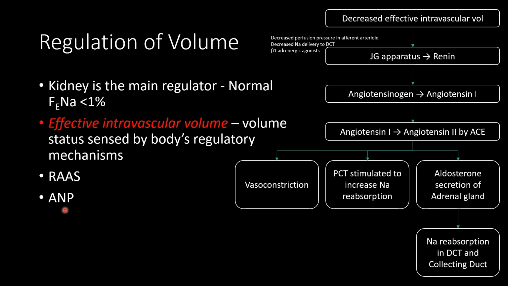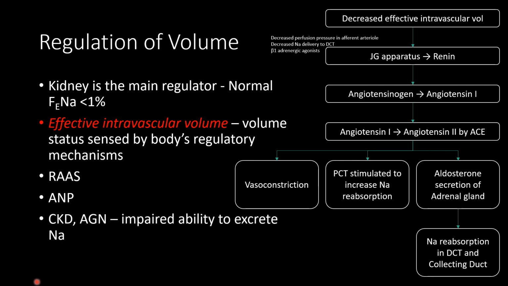Whenever there is an increase in intravascular volume, the body will try to decrease it to baseline. So what will happen? An increase in intravascular volume will stretch the walls of the atria more, which will secrete atrial natriuretic peptide. Natriuretic peptide will cause natriuresis. Natriuresis means sodium excretion. Obviously water will get excreted with the sodium, which will lead to a decrease in intravascular volume back to baseline. So ANP is secreted in response to increased intravascular volume, which will cause a decrease in intravascular volume back to baseline. And obviously we know that chronic kidney disease and acute glomerulonephritis have an impaired ability to excrete sodium. We'll learn about that later.